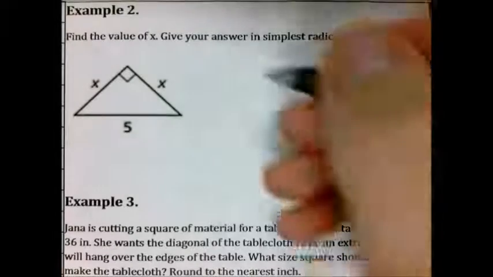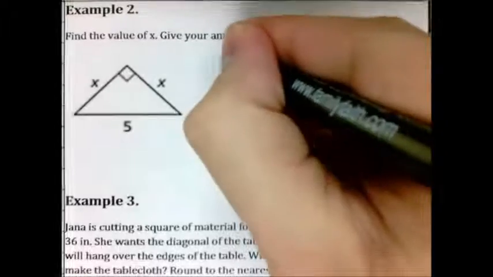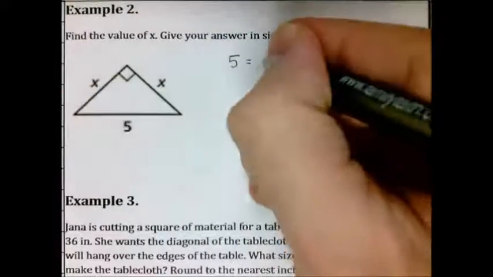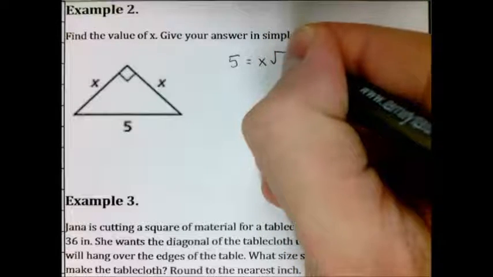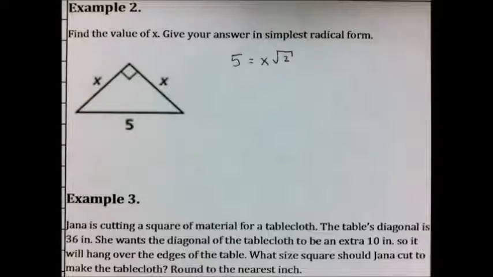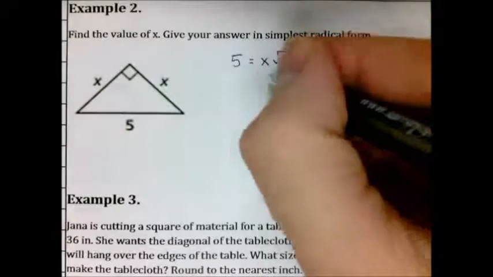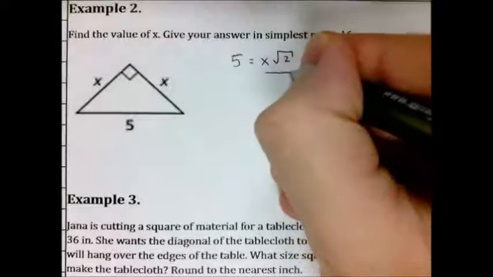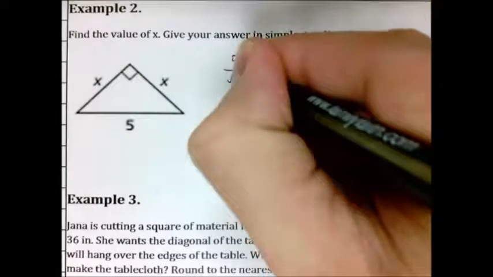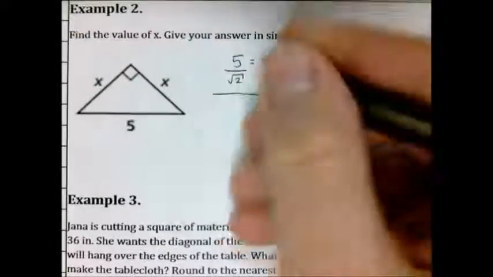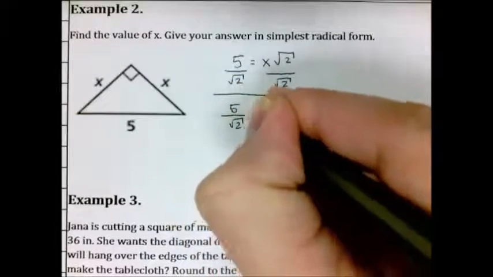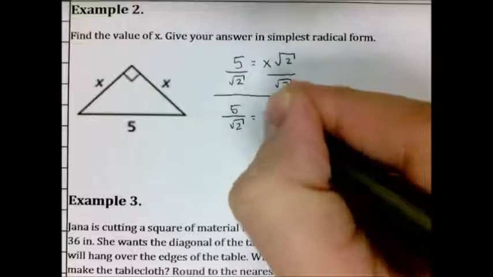But remember what I just said with that special right triangle: the hypotenuse, 5, is equal to the side length x times the square root of 2. This will prove to be a lot easier in trying to solve for the value of x. Now we can just divide by the square root of 2 on both sides, and we get 5 divided by the square root of 2 is equal to x.